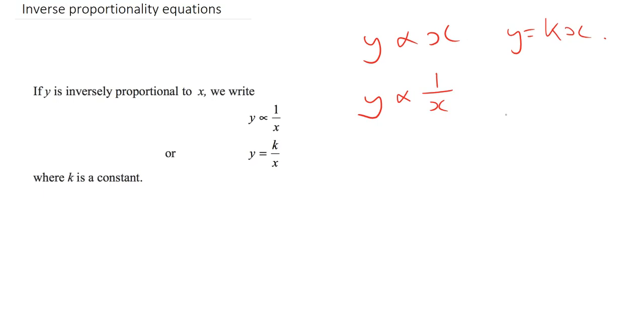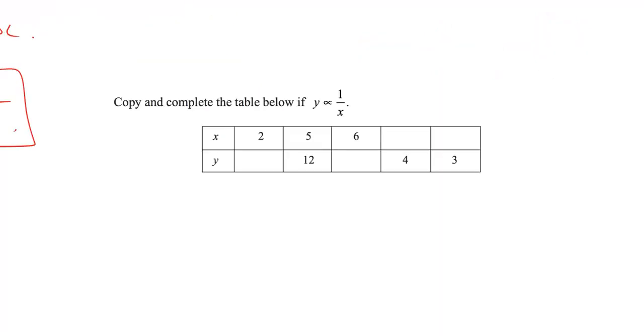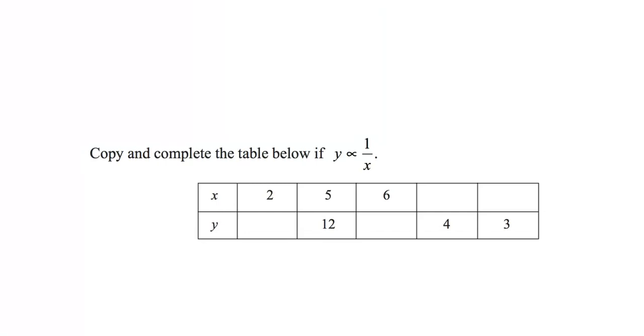So our proportionality equation is going to look very, very different. It's going to look like this: y equals some value, the constant of proportionality, over x. Okay, so it's similar to the direct proportion, but we're going to be starting off with a new formula. Let's take a look at some examples to see if we can work out how to do this.